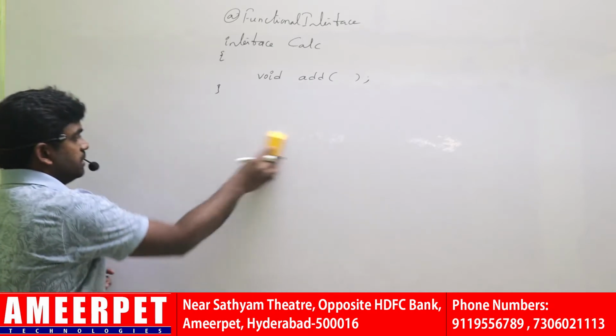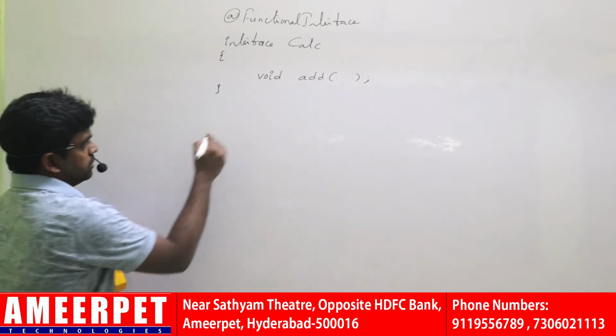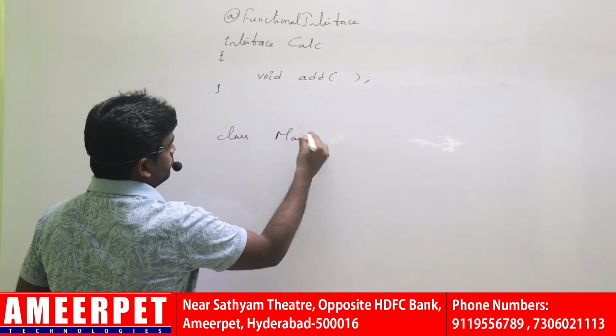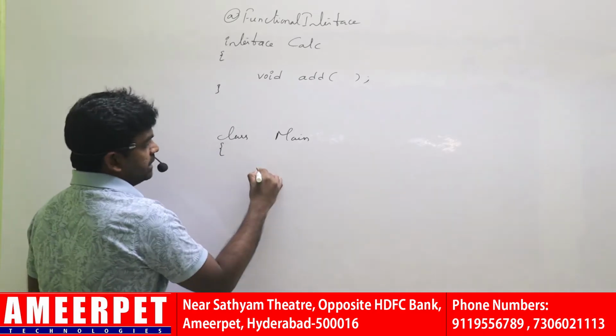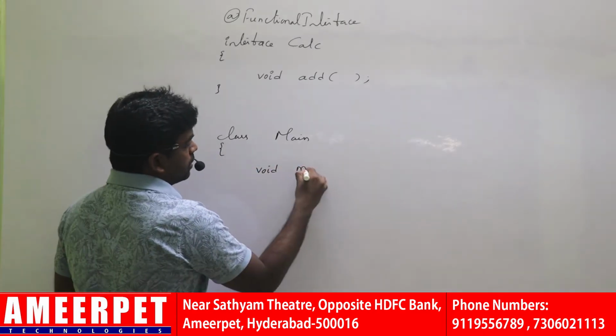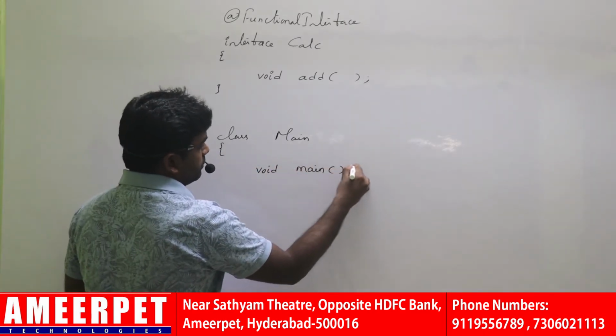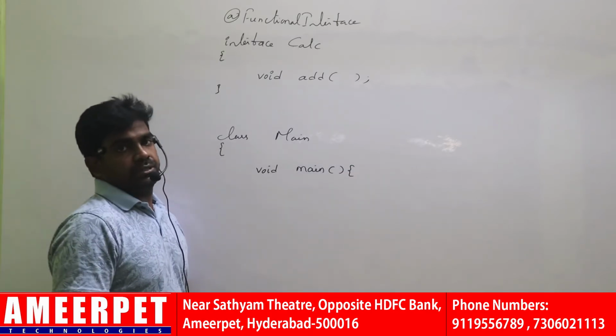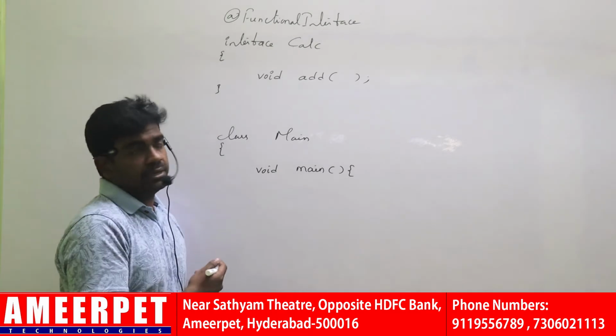So let me write here, all the three we are writing. Class is a main class we are defining. In the main class, we define the main method, void main. Here we are writing the Lambda expression. How to define? It's very simple.